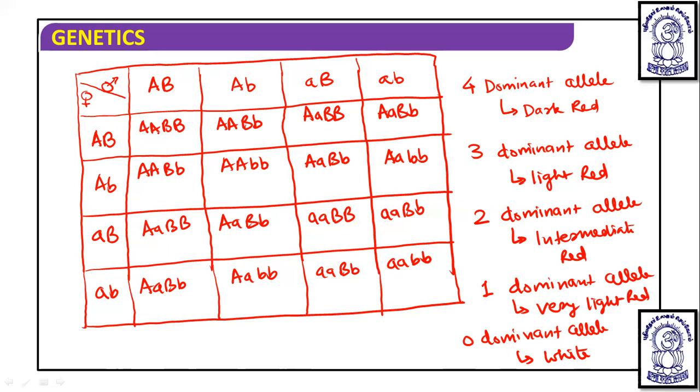So if you can see here, four dominant are there, so here you will write dark red. Okay, here I am writing dark red like this. So here three are dominant and one is recessive, so it is a light red. Here one recessive is there. Here three dominant and one recessive, so here it is also light red. But here two are getting recessive. Then when only two remain as dominant, it is an intermediate red.